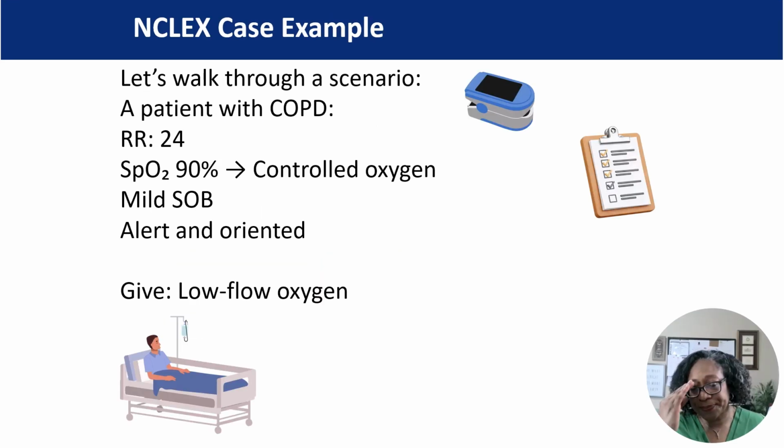So let's walk through this. You have a patient with COPD, and they arrive at the emergency department. They have a respiratory rate of 24, an oxygen saturation of 90%, and some mild shortness of breath. They're alert and oriented. As a nurse, what do you think you should do first? A lot of times, students are going to select the non-rebreather mask. They're like, oh, 90%. But that's really too aggressive for a COPD patient. So the safest would be low flow oxygen via nasal cannula while monitoring that oxygen saturation, because 90% may actually be that baseline for that patient.